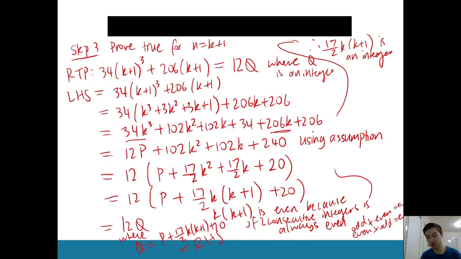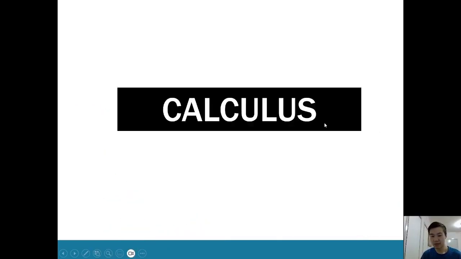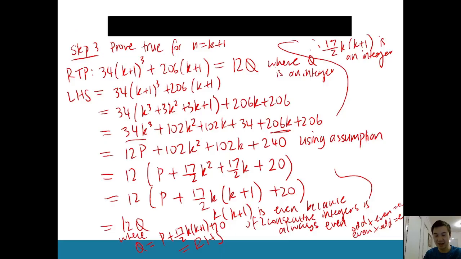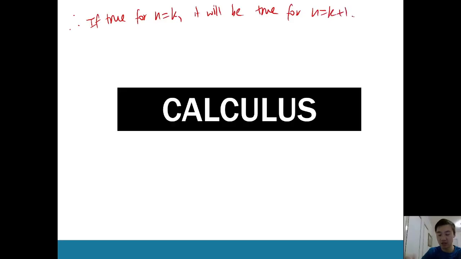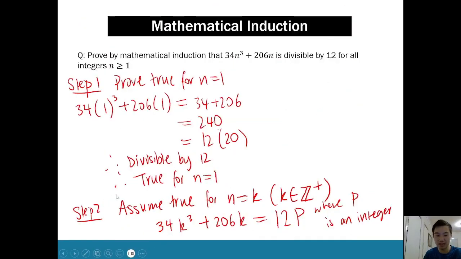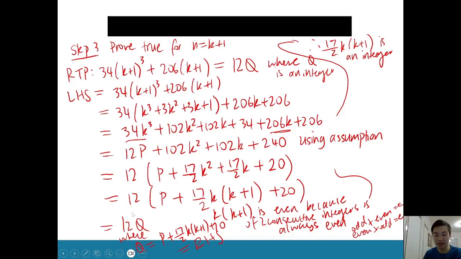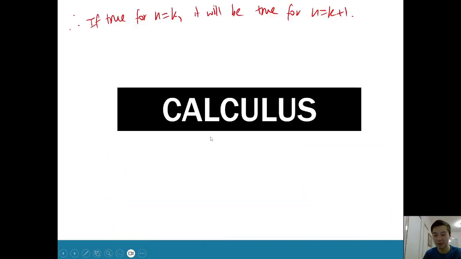So then afterwards, you will have to write a conclusion. For me, I'll just write it here, because I ran out of space over here. I'll just say, therefore, if true for n equals k, it will be true for n equals k plus 1. That's what we just did in steps 2 and 3. We basically said, assuming this is true, then this thing will also be true, and it did turn out to be true once we used the assumption.